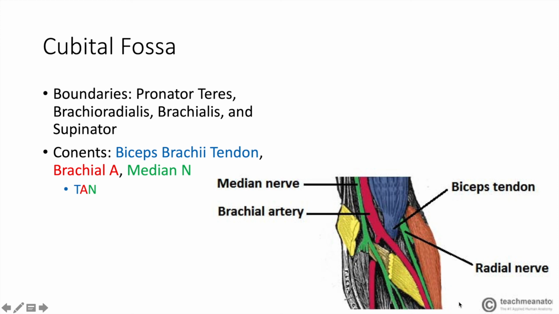The cubital fossa, that's the inside of your elbow joint area. The boundaries are going to be pronator teres, brachioradialis, brachialis, and supinator. The contents are going to be biceps brachii tendon, brachial artery, and then median nerve. And so in order, this is TAN. So it's the tendon, artery, and then nerve.